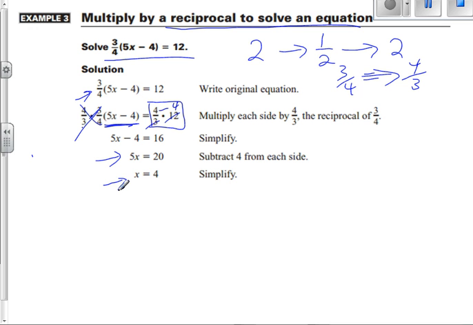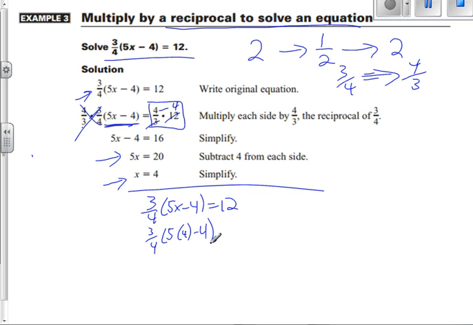And then if you want to do our check real quick, so let's check. We have 3/4 times 5x minus 4 is equal to 12. 3/4 times 5 times the value of 4 minus 4 is equal to 12. If I look at this piece right here, that would be 16. All right, so I have 3/4 times 16 is equal to 12. And I can reduce that and make it a 4. So 3 times 4 is 12. So 12 is equal to 12, right?